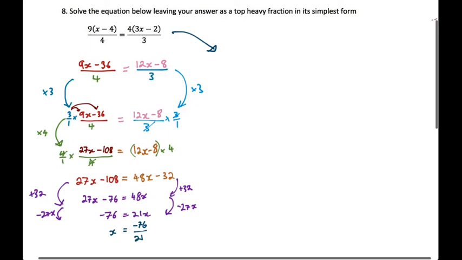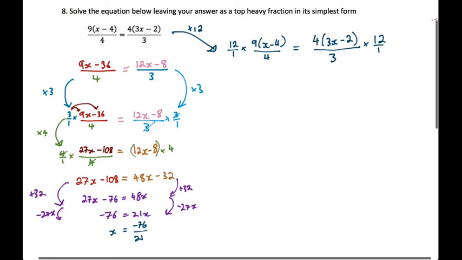Right, now a different way to do this, a slightly quicker way, would be to realise that timesing by 4 and timesing by 3, which is what we did in the method we just looked at, is the same as timesing by 12. So we could times the whole equation by 12. Timesing the left-hand side by 12 would be the same as timesing by 12 over 1. Timesing the right-hand side by 12 will be the same as timesing by 12 over 1.